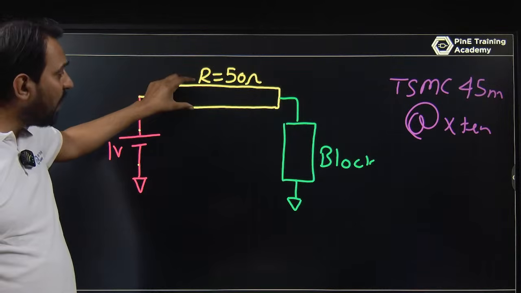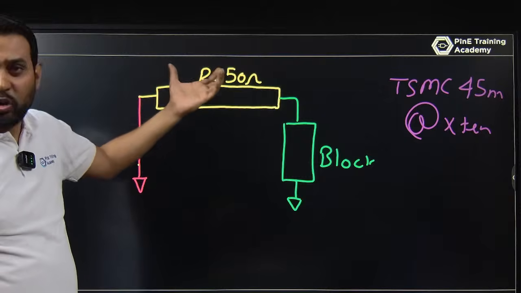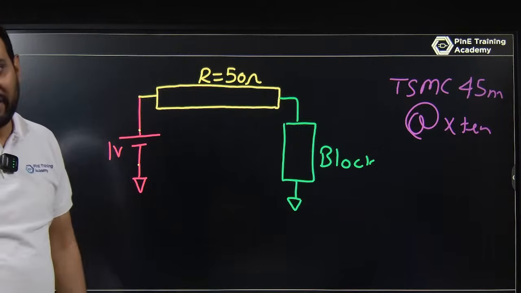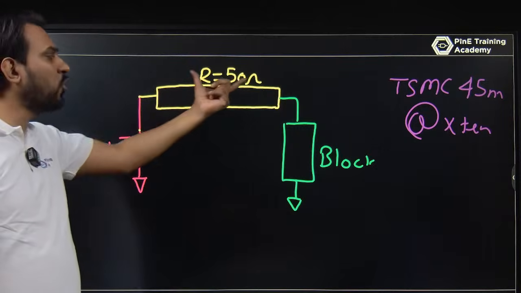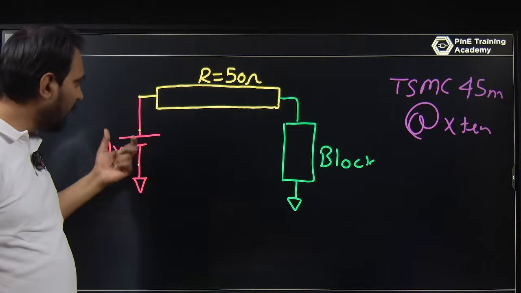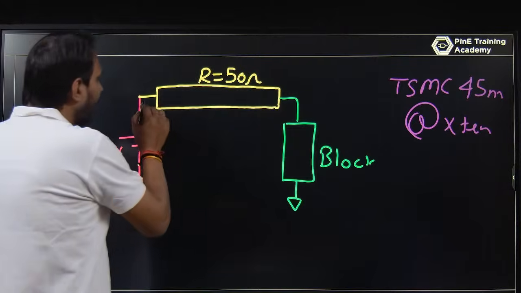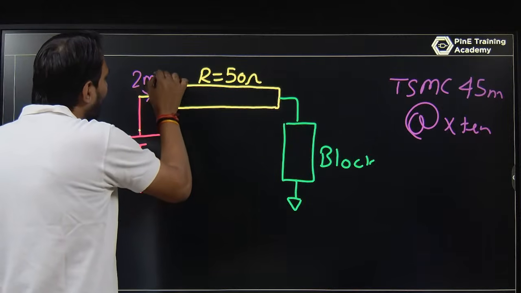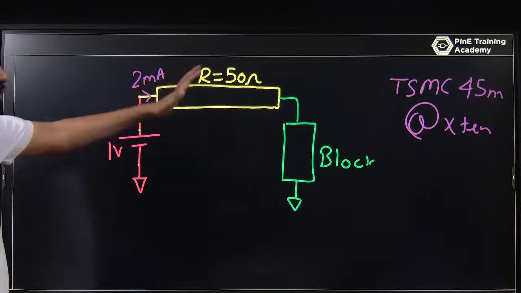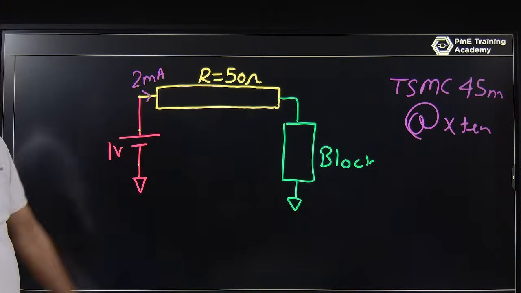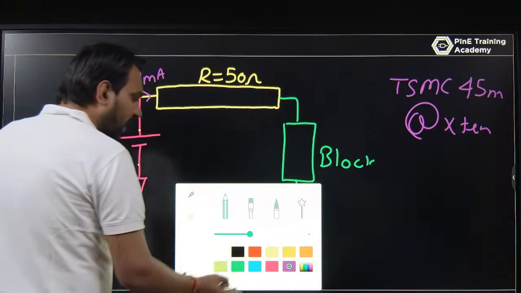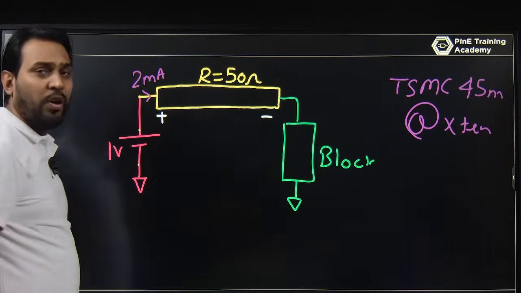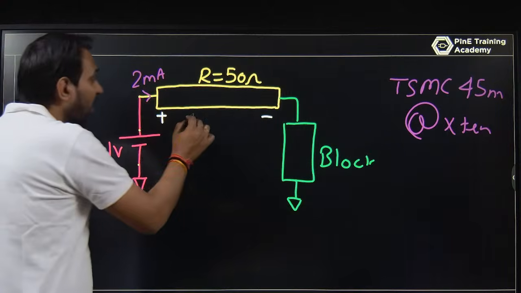If you are using metal 1 or metal 2 or metal 3 as per your requirement, let's say I am using metal 1. You can calculate the value of that resistance. Let the value be 50 ohm and this is 1 volt. Let's say the current demanded is 2 milliampere. I am assuming that the current is 2 milliampere. So what is the voltage drop here? It is very basic: 2 into 50 is 100 millivolt.